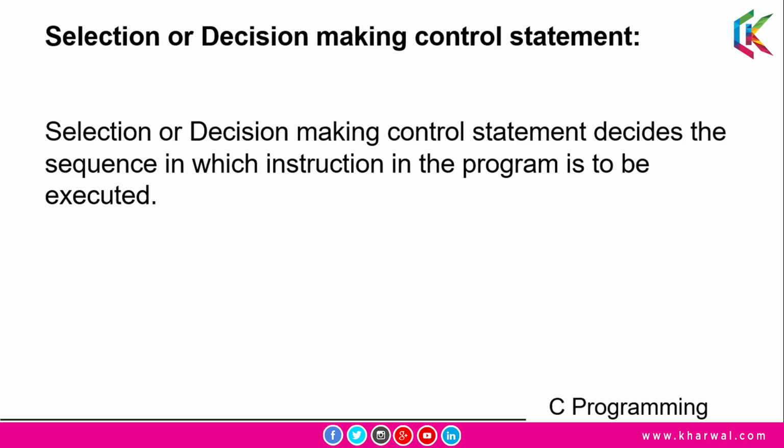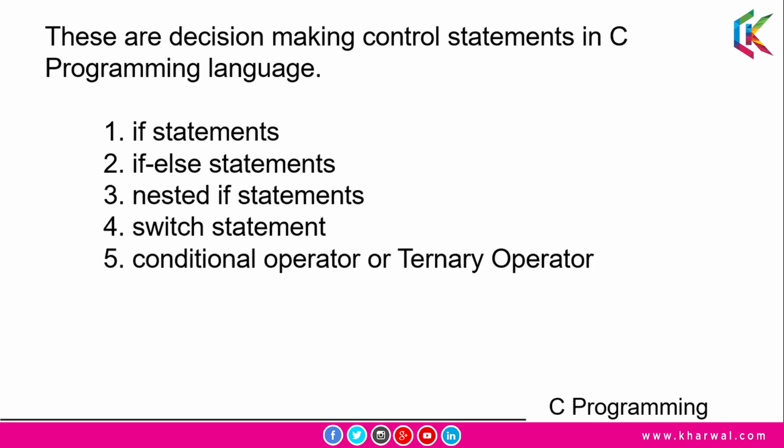Now guys, let's go ahead and discuss a few examples of decision making control statements. These are the few decision making control statements available in C programming. First one is if statement, second one is if else statement, third one is nested if statement, the next is switch statement, and the last is conditional operator or ternary operator.